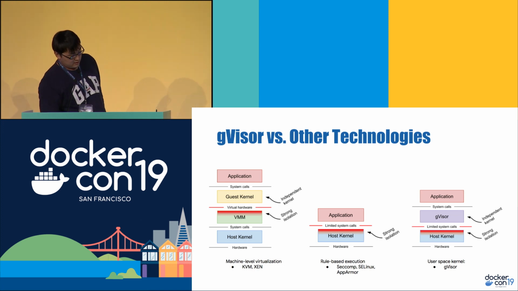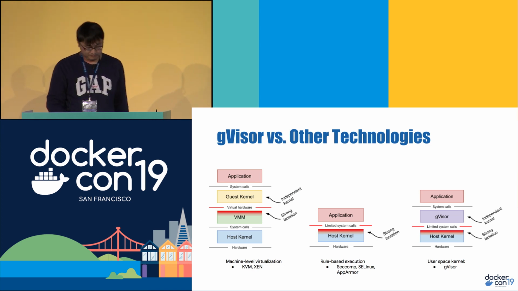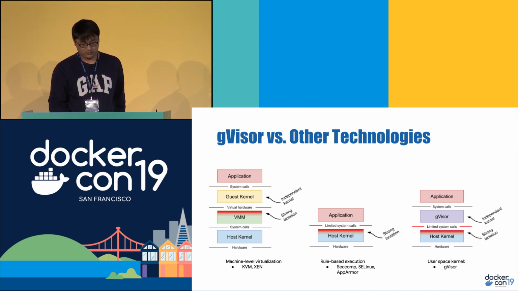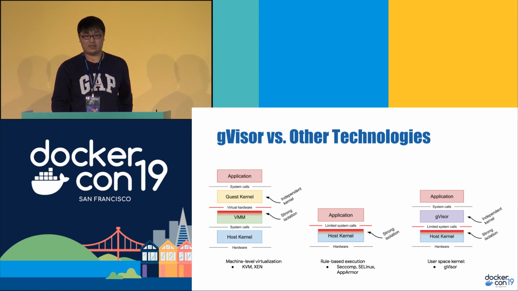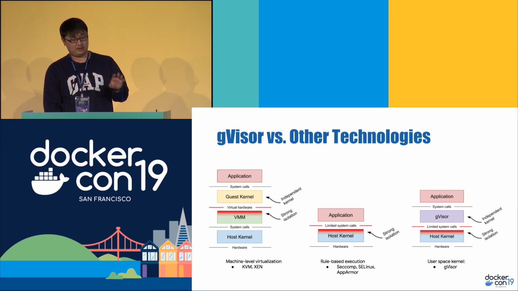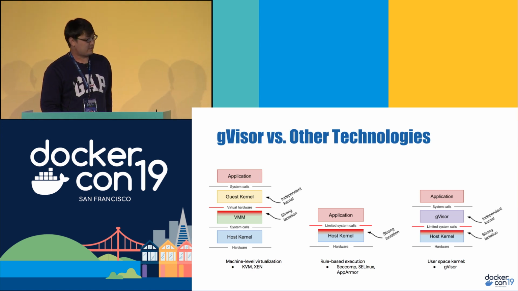The first one is what we call machine-level virtualization, basically just a VM. The second one is rule-based execution, basically all the existing Linux security mechanisms, including seccomp, SELinux, AppArmor. What they do is that you can set some rules for your application to make sure it only does what you expect it to do instead of doing something else, which may break your system.